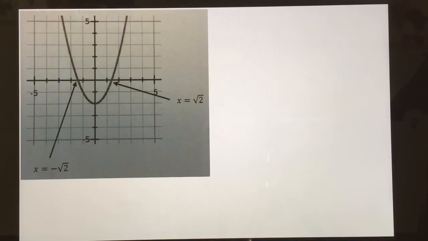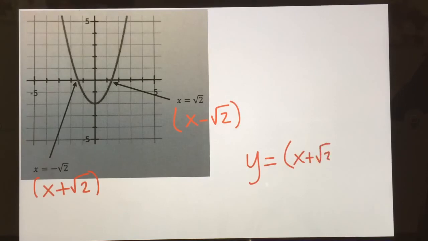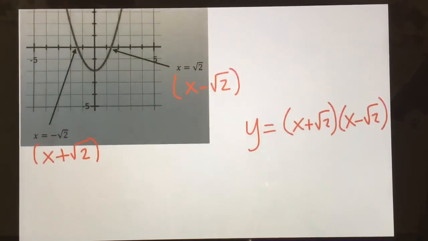So for this, we're going to write our parentheses just like we normally would. This parenthesis right here would be x plus square root 2, and this parenthesis over here would be x minus square root 2. And so I'm going to go ahead and start writing for my parabola. y equals (x plus square root 2)(x minus square root 2). And then they want the equation in standard form, and so we have to FOIL that.